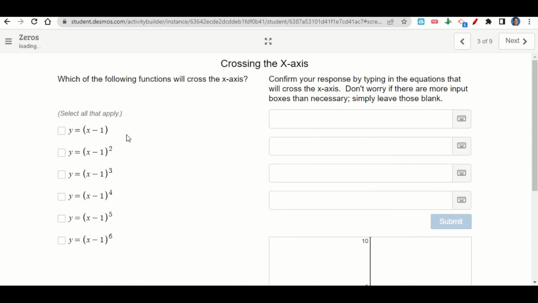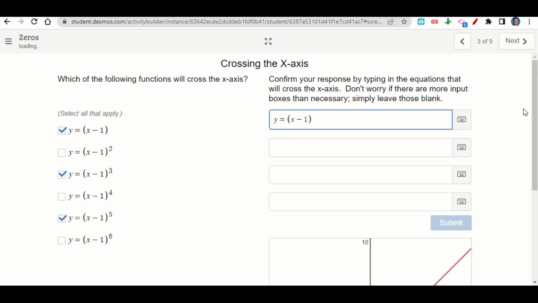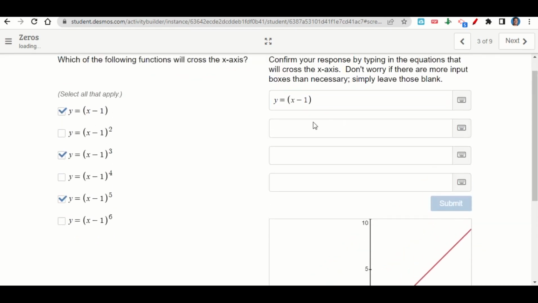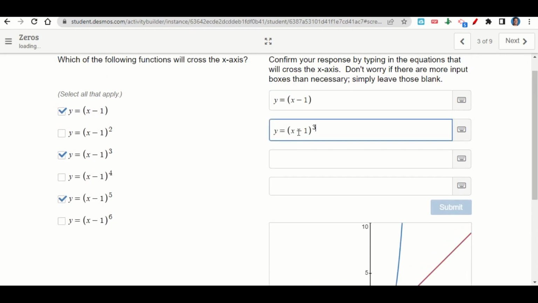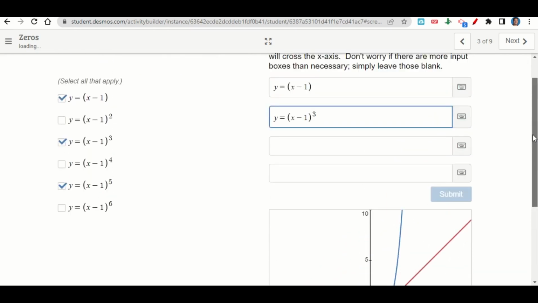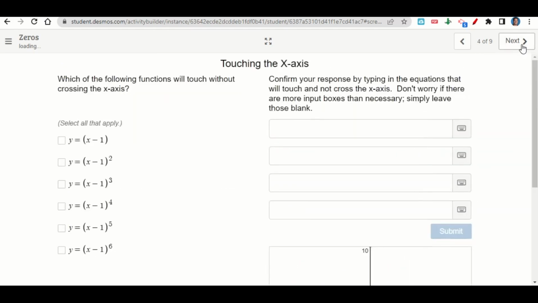Now, it says, which of the following functions will cross the y-axis? And remember, it's all the ones with the multiplicity that are odd. So each of these should be it. And we can check our work by graphing them. So we type in y equals x minus 1. And notice that one crosses. Then we do the same thing. So y equals x minus 1 to the 3rd power. And notice that one crosses as well. So you'll type in each of those that you selected. And then click Next. It says which ones are going to touch but not cross.